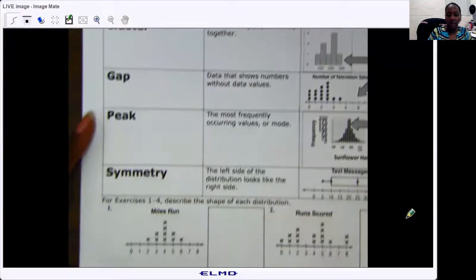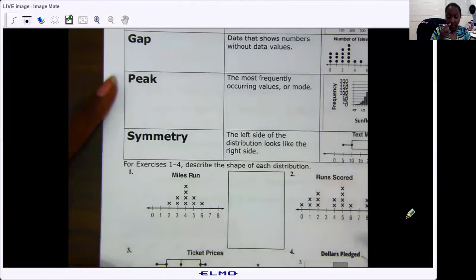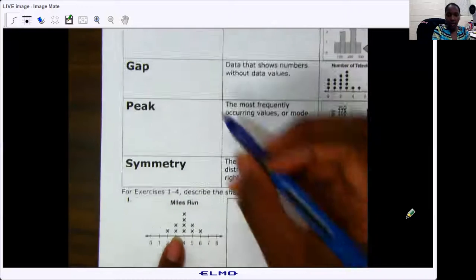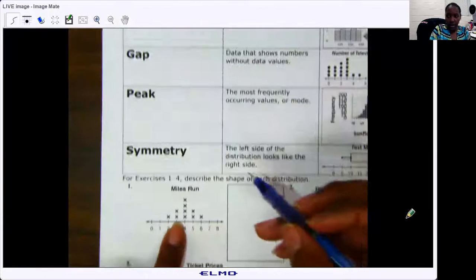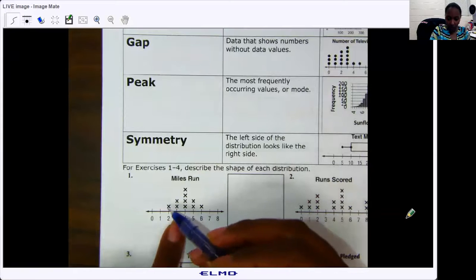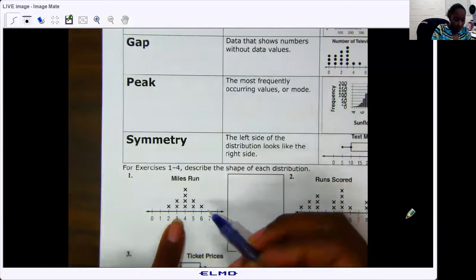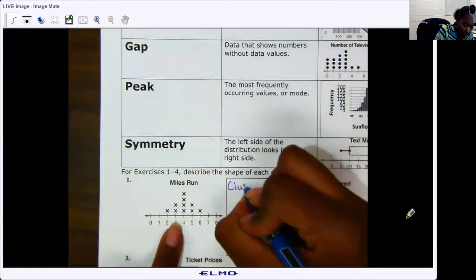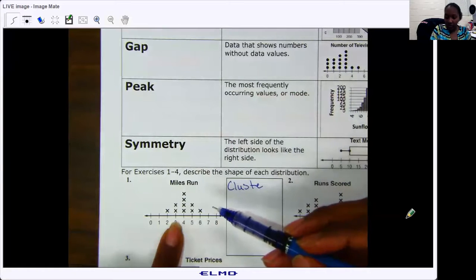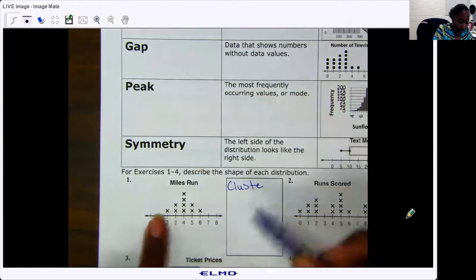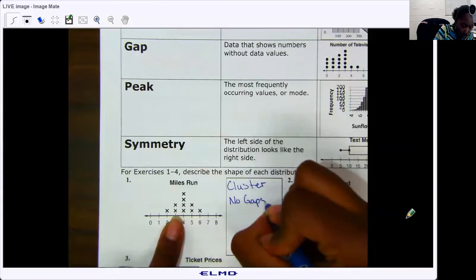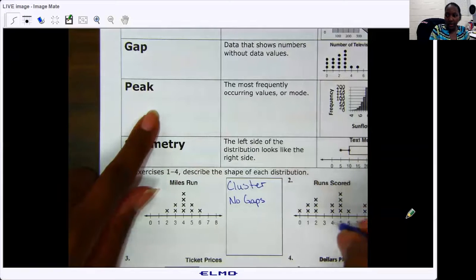So let's look at a couple of examples. Let's look at this dot plot. Let's start from the top. Let's start with cluster. Is there a cluster of data? I would say so. All of our data seems to be together. So there is a cluster going on here. What about a gap? Is there a gap in our data? I don't see any gaps. So I'm going to say no gaps.